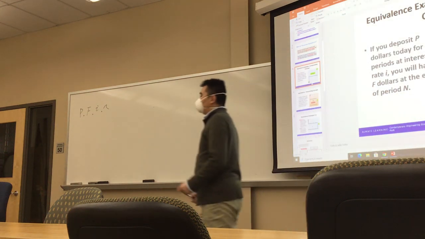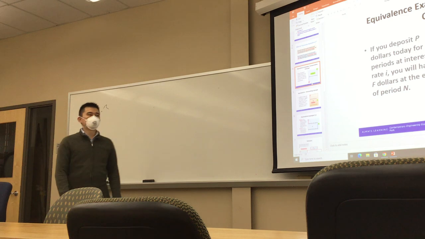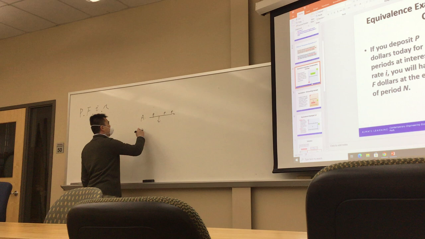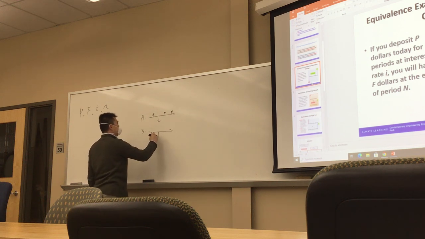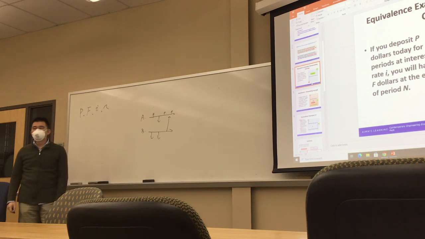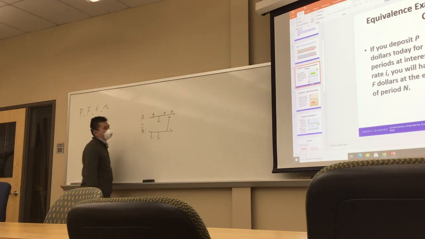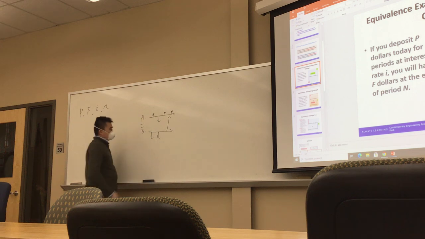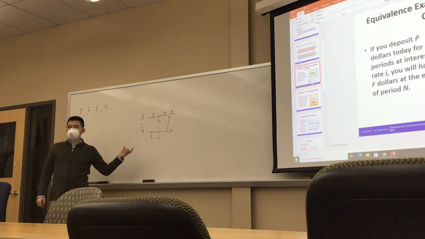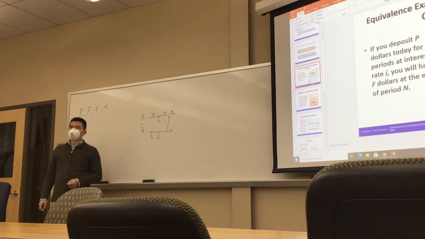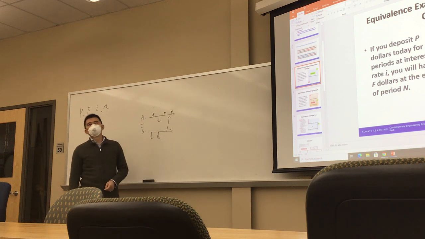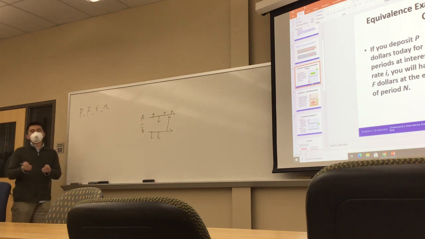And remember, if two cash flows are equivalent, just like A cash flow and B cash flow, if A is equal to B, the value at some point is equivalent. That means they are equivalent at any time. This statement is very useful in future. If two cash flows are equivalent, they are equivalent at any time.